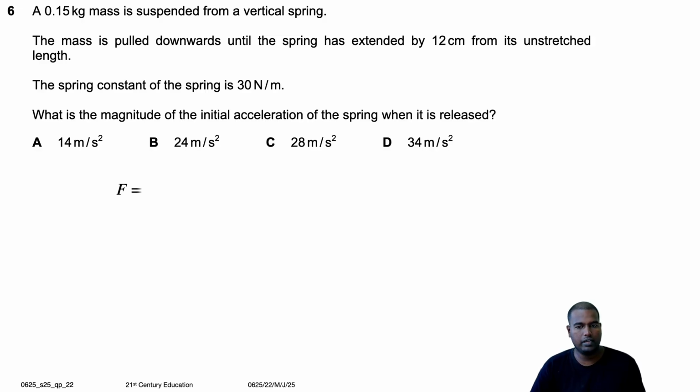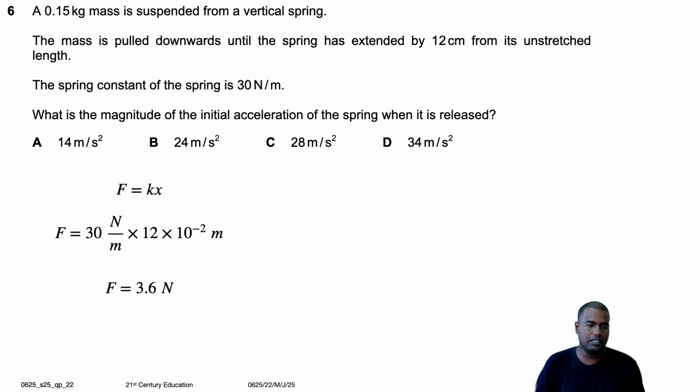Okay, we know F equal to kx, and from this we can find the force. Spring constant is 30 Newton per meter multiplied by extension, which is 12 centimeter. Either we have to convert the spring constant into centimeter or extension into meter, but final answers are given in meter. So we better convert extension to meter. So 0.12, instead of centi, I put 10 power minus 2. Okay. Now force is 3.6 Newton.